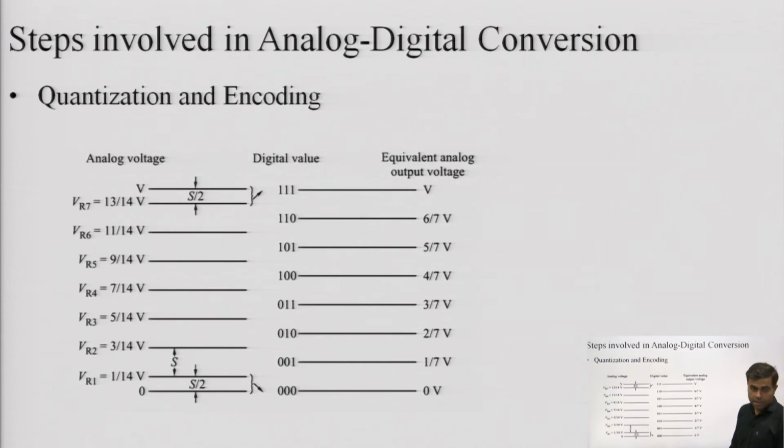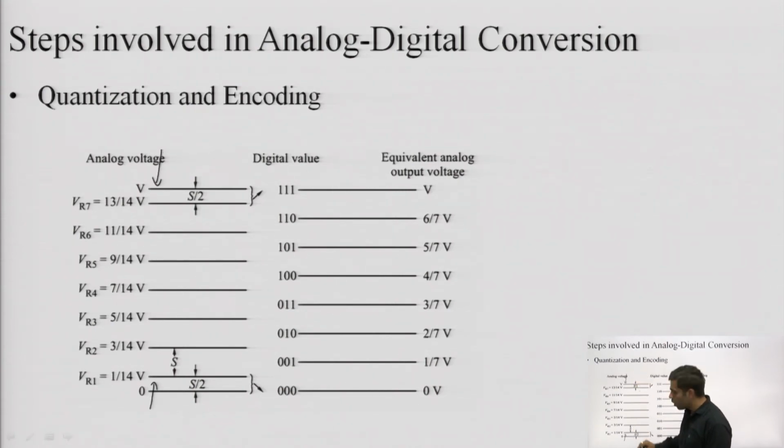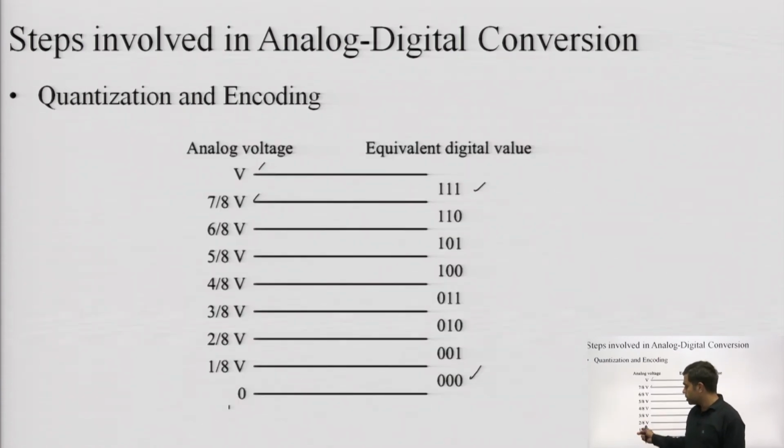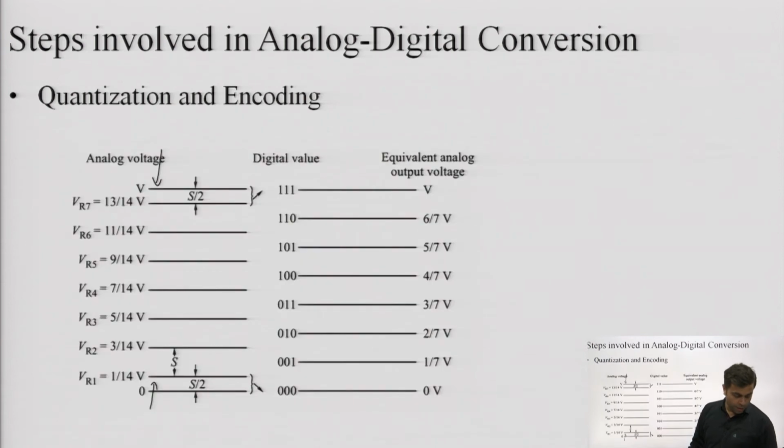Okay. But there is an issue with this. To minimize the quantization error, we change the first and the last levels to half of the LSB. So in the previous slide we had used 1 by 8, and instead of using 1 by 8, now I am using 1 by 14. Okay. So 1 by 14 for the first level, then 3 by 14, 5 by 14, 7 by 14, and up to 13 by 14. By doing this, we can actually reduce the quantization error by half.